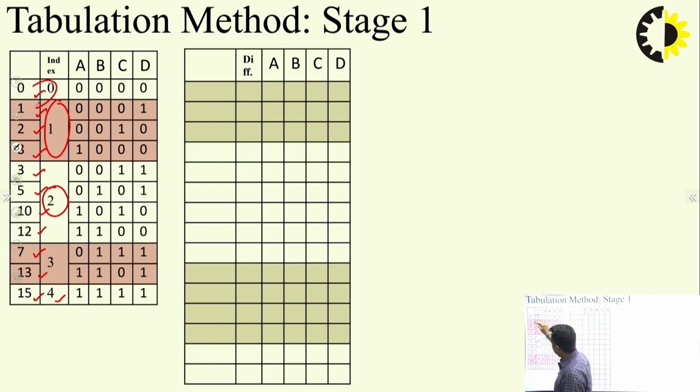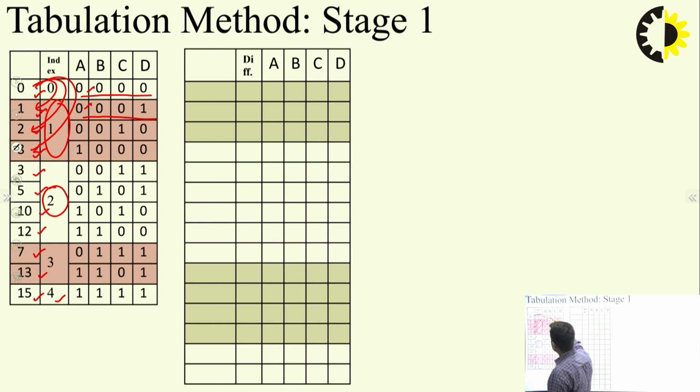So 0, 1 we will check, 0, 2 we will check, and 0, 3 we will check. Now what is the criteria for checking that? If the two terms which are being compared differ by only 1 bit, then we will make a group for that. We can check that 0 is 0, 0, 0, 0 and 1 is 0, 0, 0, 1.